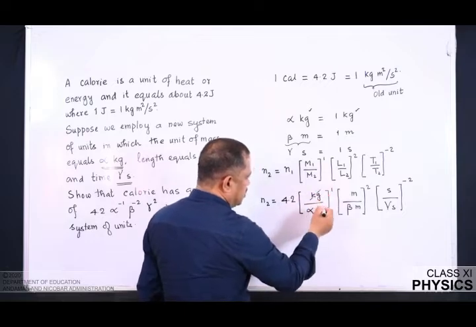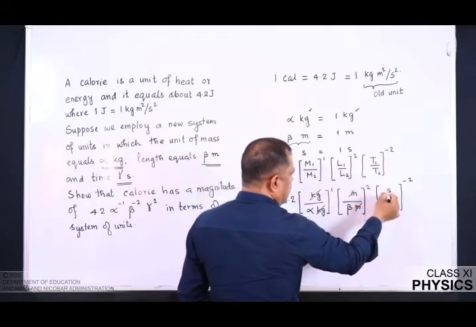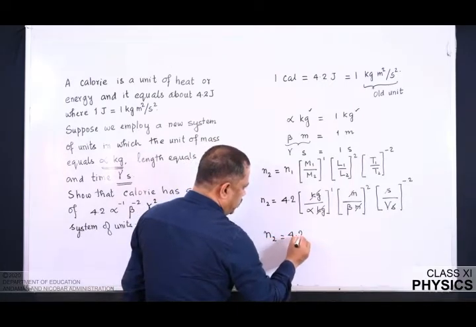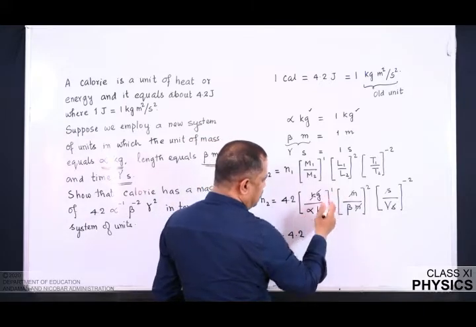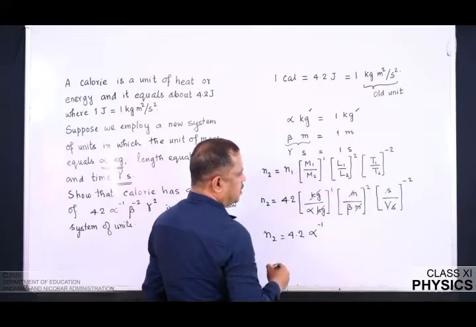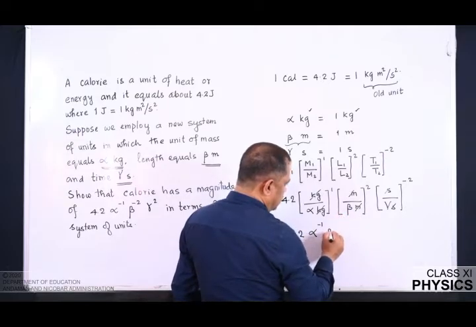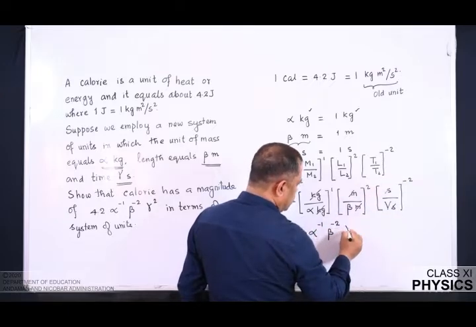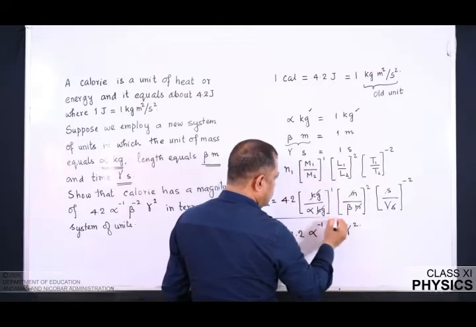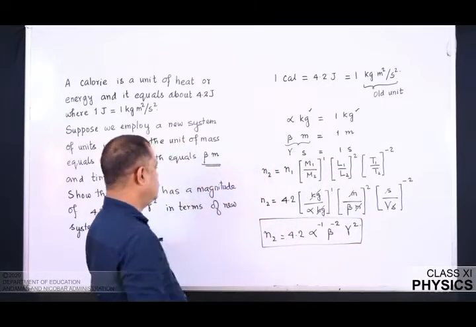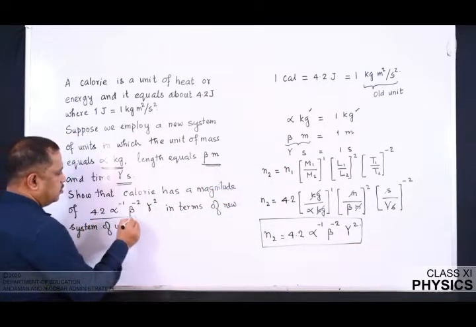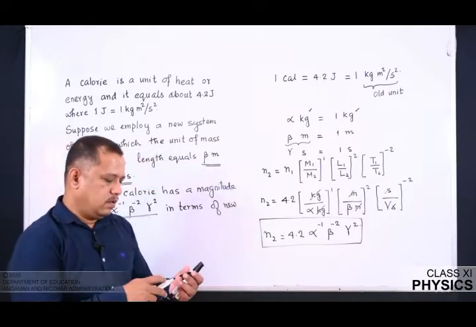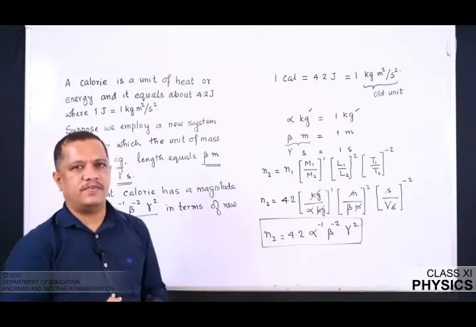Now here kilogram, meter and second cancel off, so I am left with N2 is equal to 4.2. Alpha is in the denominator and the power is 1, so I can write alpha power minus 1. Beta is in the denominator, so I can write beta power minus 2. Gamma is in the denominator and the power is minus 2, so this is going to give me gamma power 2. So therefore, this is the required result. This is the solution which we were asked to show and we have shown. So this is one aspect of the application of the method of dimensions.